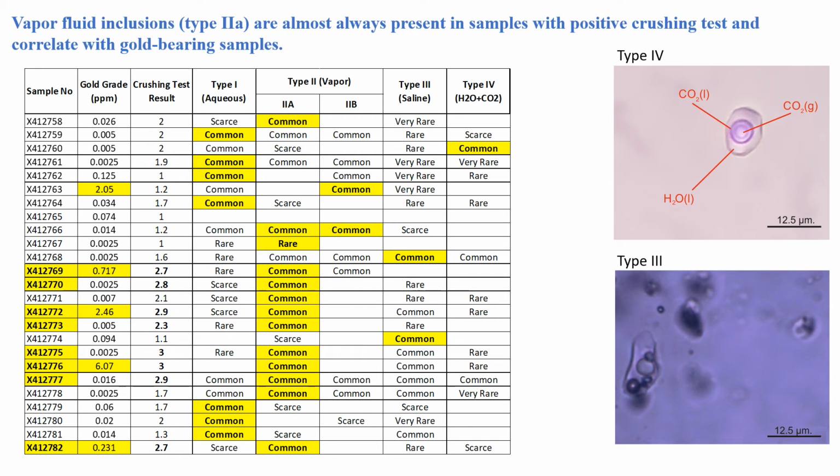Here is the tabulated version of our results. As I have mentioned before, vapor fluid inclusions, which are type 2A, are always present in positive test samples and in gold-bearing samples. Other than type 1 and 2 inclusions, in smaller amounts, fluid inclusions with high salinity and carbon dioxide-rich aqueous carbonic inclusions are also present. In most cases, these saline inclusions are found in fractures as late fluids.